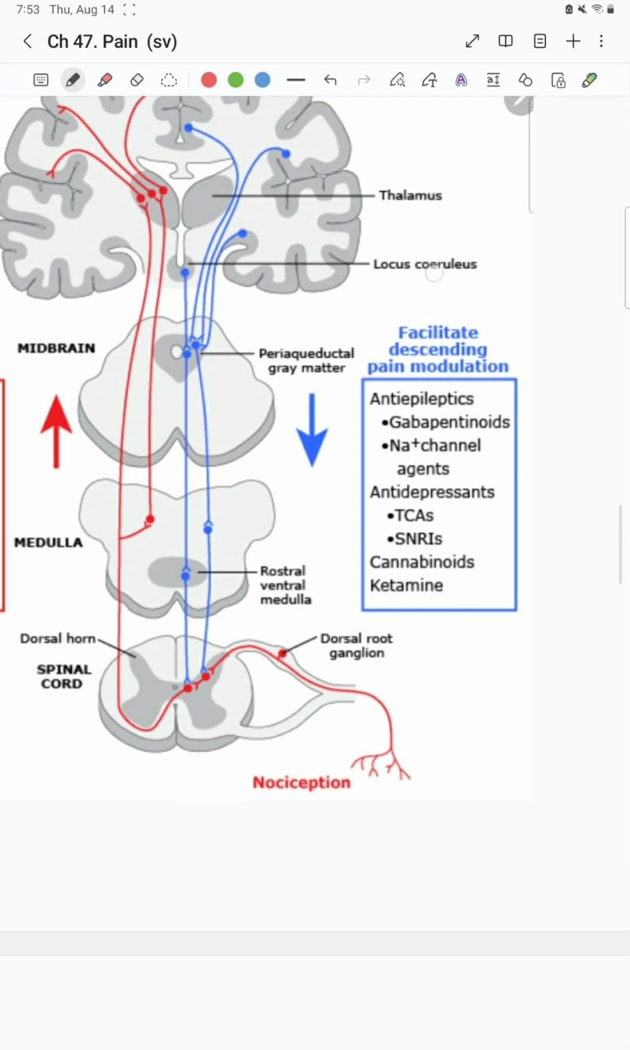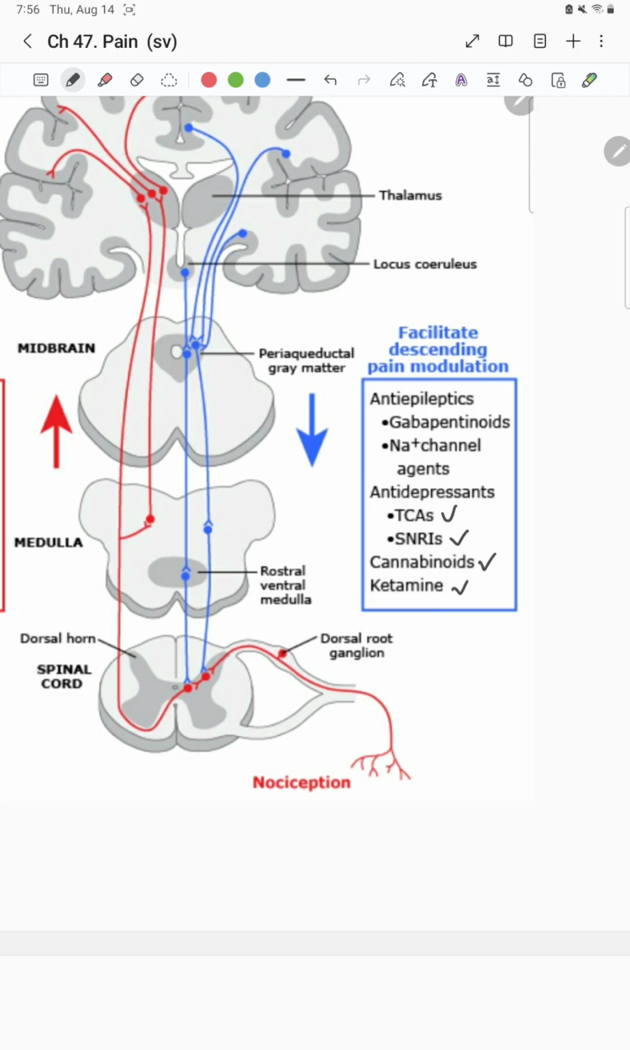On descending, okay, the antiepileptic drugs like gabapentinoids, sodium channel agents, antidepressants, TCAs, SNRIs, which is a serotonin norepinephrine reuptake inhibitor. And the TCAs are tricyclic antidepressant medications. And then cannabis and ketamines.